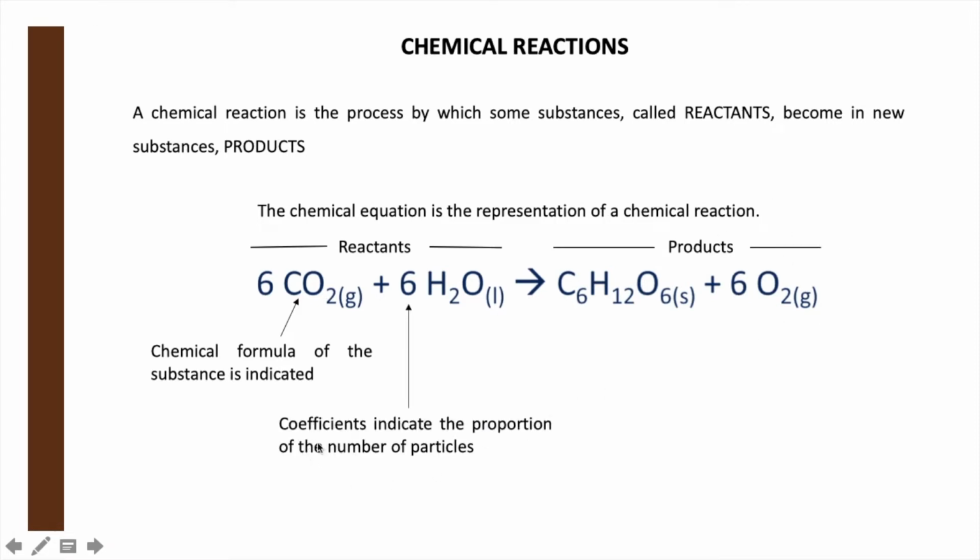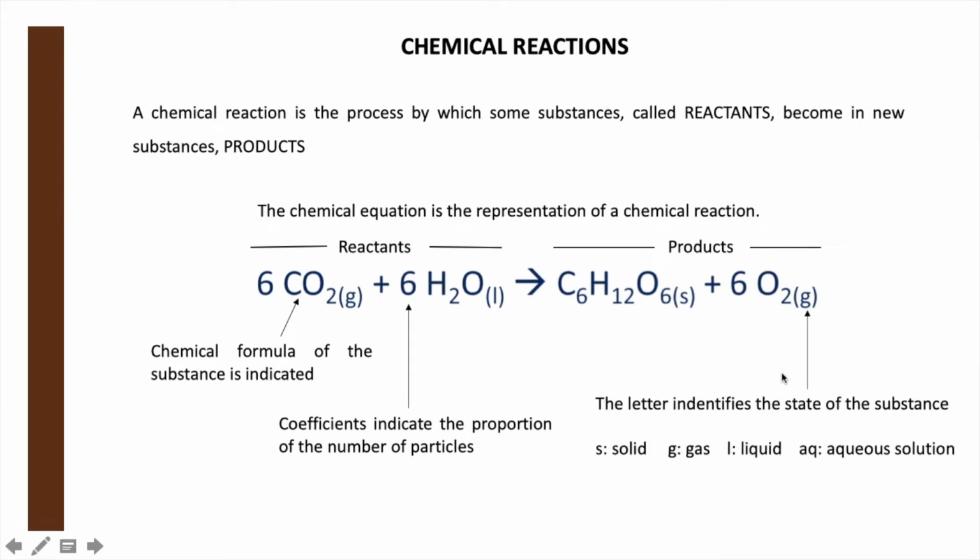Then we have the coefficients before each chemical formula that indicate the proportion of the number of particles: 6 of water, 6 of oxygen, for example, 1 of glucose, and 6 of carbon dioxide. Then we have these letters that indicate the state of the substance: solid, gas, liquid, or aqueous solution. In this case, we have gaseous, solid, and liquid.